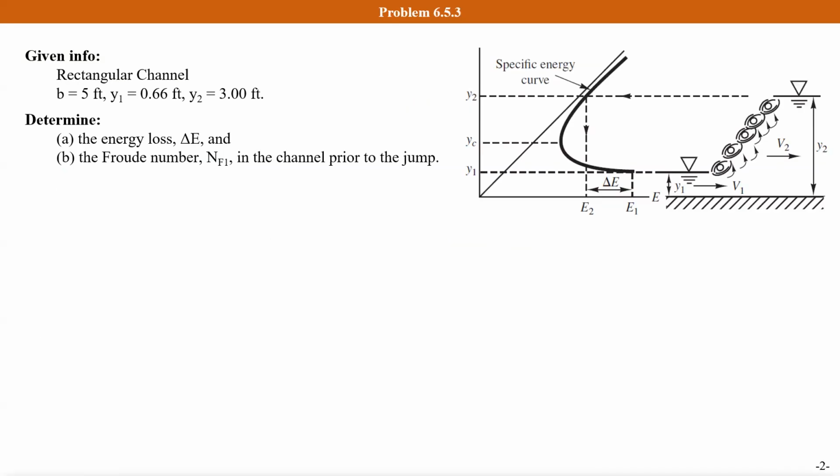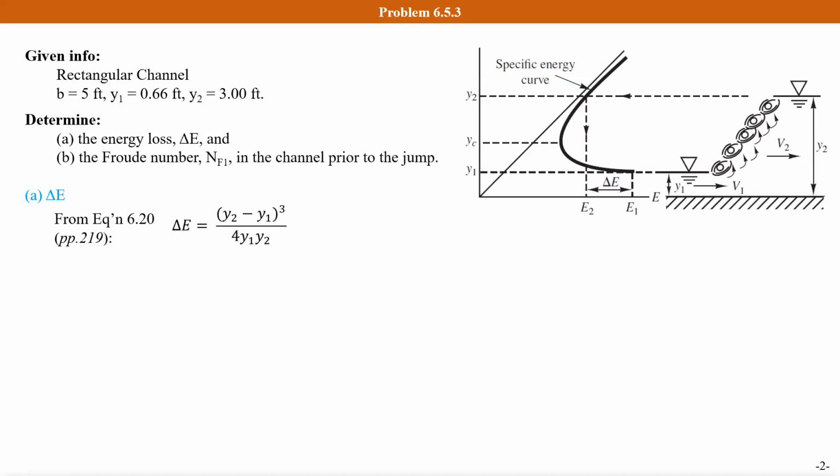Now let's move on to the second problem. A hydraulic jump occurs in a 5 feet wide rectangular channel. The initial and sequent depths are 6.66 and 3 feet, respectively. We need to first determine the energy loss, delta E, and the Froude number, N sub F, in the channel prior to the jump. First, let's calculate the energy loss.